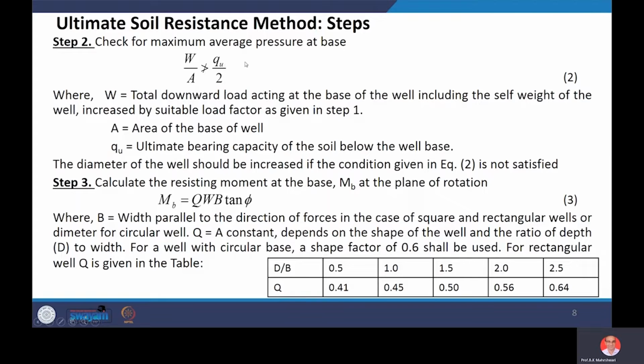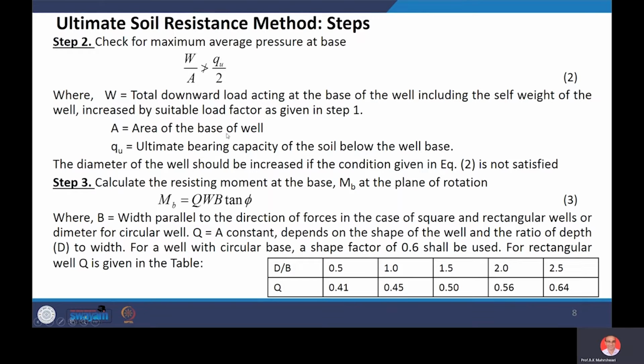What is Qu here? Ultimate bearing capacity of the soil below the well base. Once you get the ultimate bearing capacity of the soil below the base, half of that, that is the factor of safety 2 for ultimate bearing capacity, which will be your safe bearing capacity. Then the pressure coming at the base should not be more than that. So this is the first check.